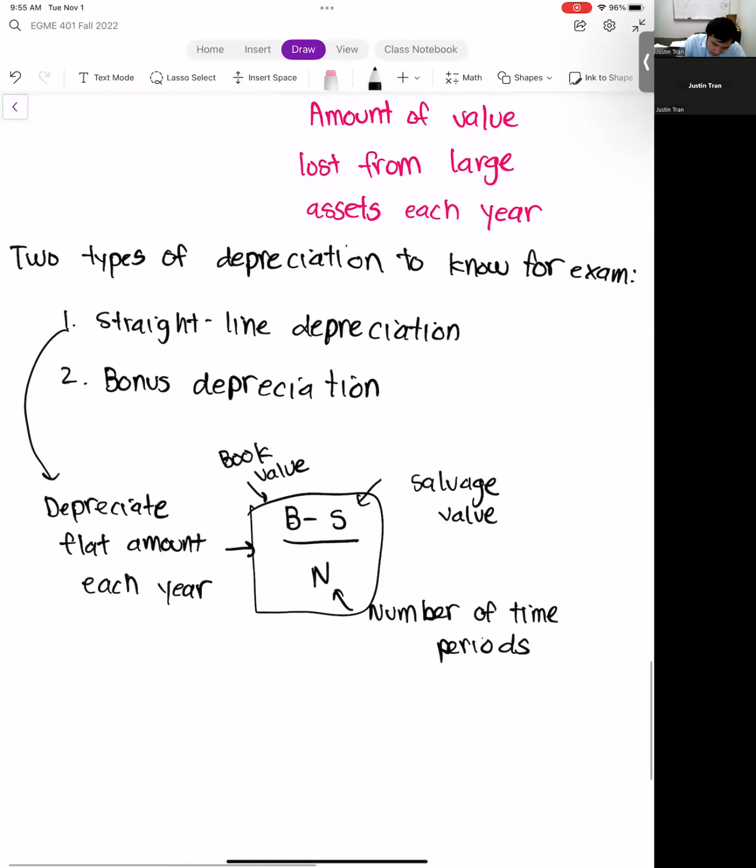Very simple. Bonus depreciation is just a flat amount of depreciation that occurs at the beginning of the time period.